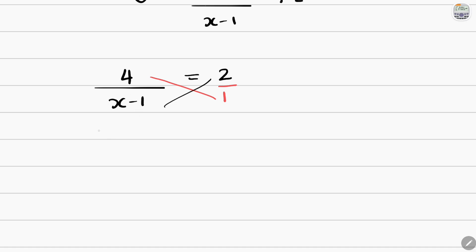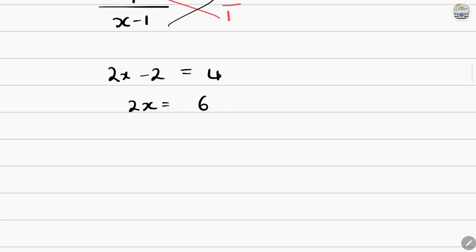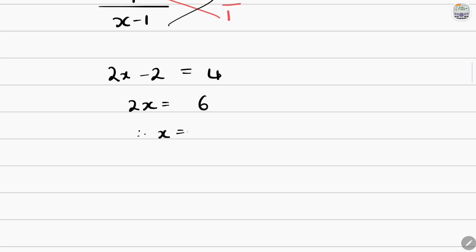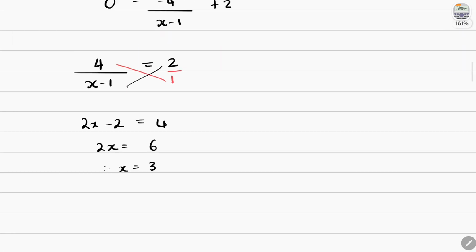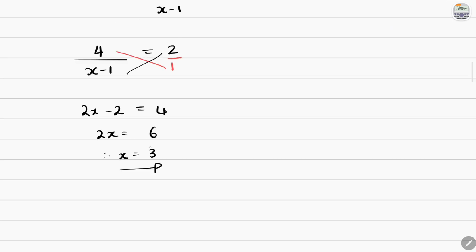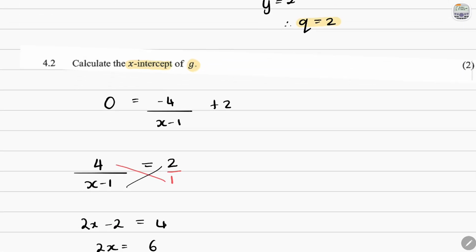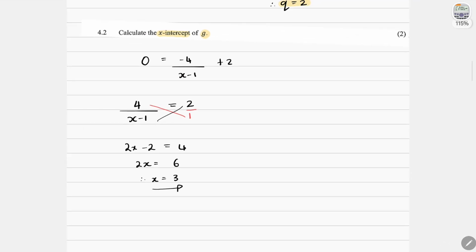So this is 2 multiplied by x, which is 2x, and 2 multiplied by negative 1, which is negative 2, is equal to 4. And we can transpose the negative 2. So 2x equals 4 plus 2, which is 6, and divide both sides by 2, and x is equal to 3. And that is the x-intercept. X equals 3. You can leave it like this because they didn't really say calculate the coordinates of the x-intercept. So that is our answer. Moving on to the next question.